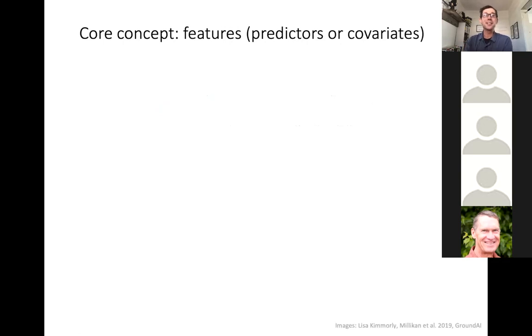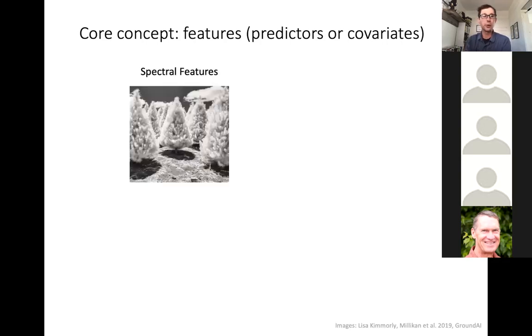So the next core concept that we need is to talk about features. Features is kind of a machine learning jargon for what in the statistics world we talk about as predictors or covariates. These are just potentially useful quantities that we can use for prediction. And there are really four discrete classes of features that you might be interested in for spatial prediction. I'm going to just go over them really quickly.